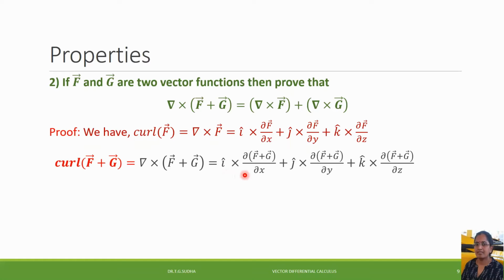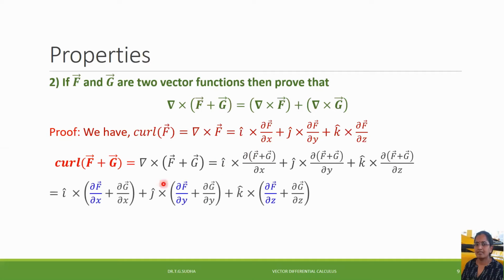So we get i cross dou by dou x of f plus g, plus j cross dou by dou y of f plus g, plus k cross dou by dou z of f plus g. Here we need to find the partial derivative of the sum of two vectors. So we can differentiate term by term and write this as i cross (dou f by dou x plus dou g by dou x), plus j cross (dou f by dou y plus dou g by dou y), plus k cross (dou f by dou z plus dou g by dou z).